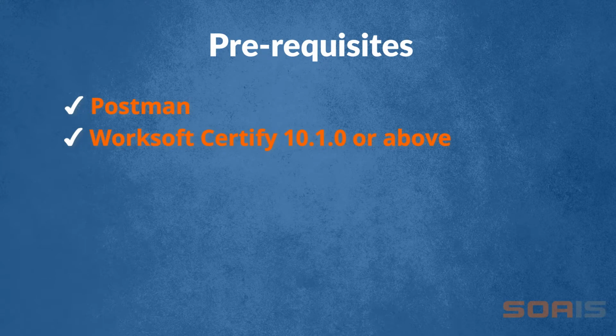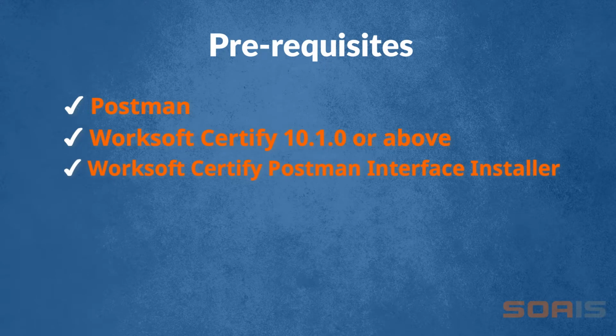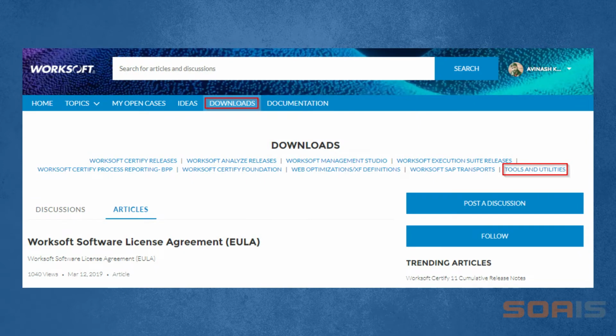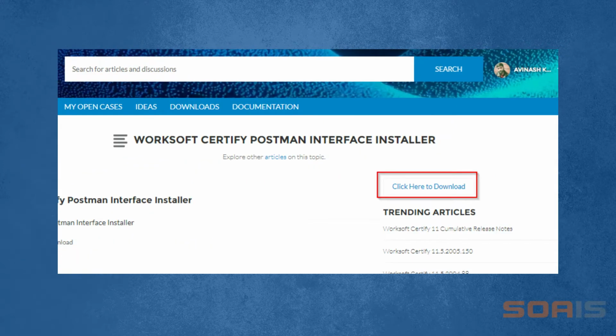And the final one, the most important one, is the Worksoft Certify Postman Interface Installer. This has to be downloaded from the Worksoft support portal, as shown here, and installed. Otherwise you're going to see a dispatch step to interface issue when you're executing the Certify test case.